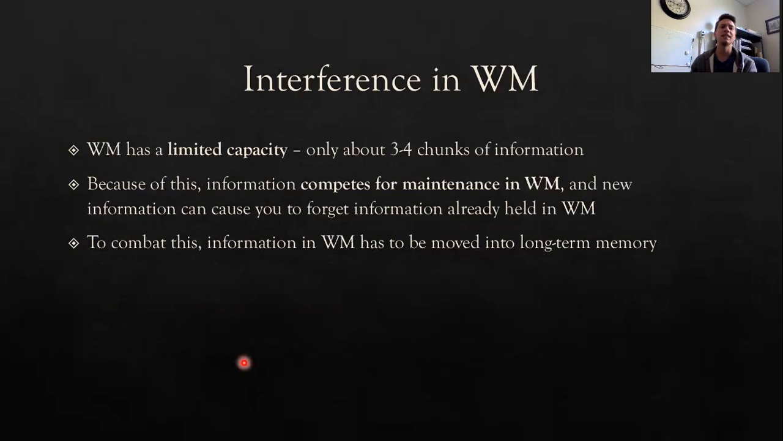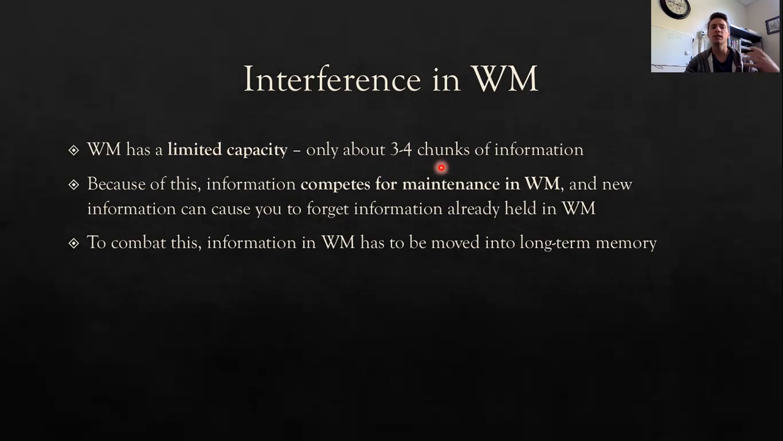And this implies that there is interference between information that's being held in working memory and new incoming information. So if you're processing information from the environment, that information might interfere with stuff you're already storing in working memory. And working memory has a very limited capacity. In fact, it's restricted to only about 3 or 4 chunks or bits of information at a time. And because of this, information competes for maintenance, so it competes to be held in working memory.